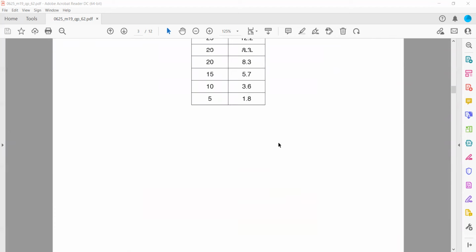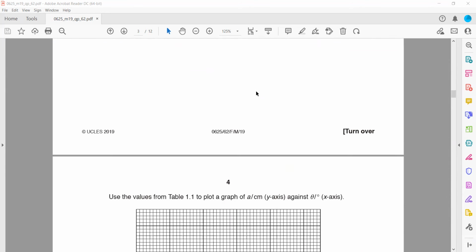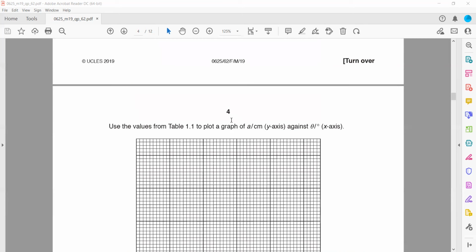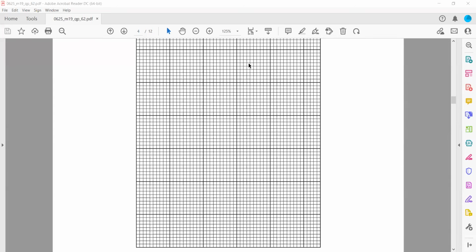The first value is 25 and 12.2. So 25 is here. This is 25 and 12. Each box represents 0.2, so this is 12.2. The second value is theta 20 and A 8.3. So 8.2, each box is 0.2, then this will be in between. This will be 8.3.